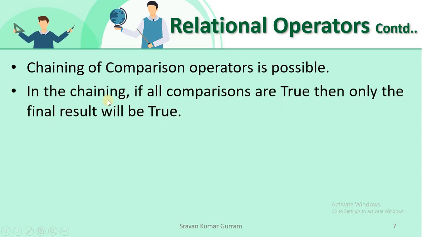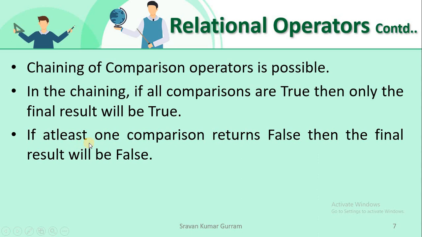Chaining means it contains multiple comparisons, multiple relational operators. In the chaining, if all comparisons are true, then only the final result of that chain will be true. If at least one comparison returns false in that chain, then the final value will be false. With the help of this example, that will be clear.